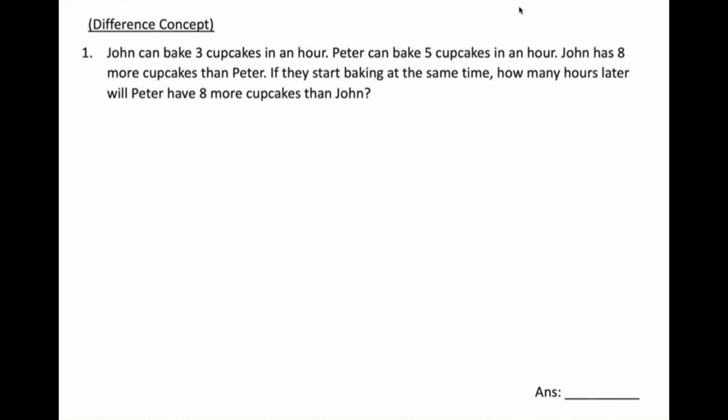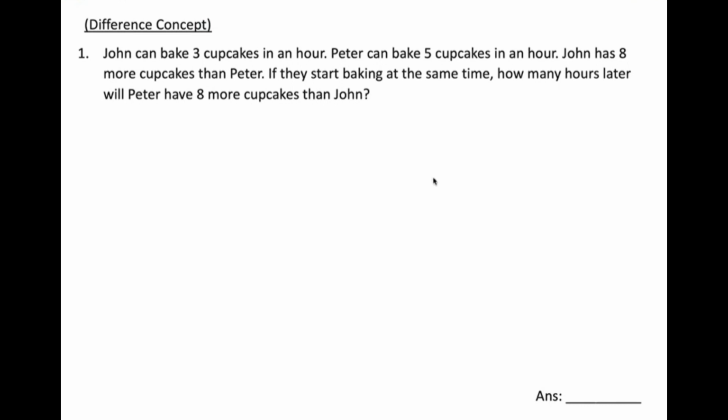Question 1 is tricky. Okay, let me explain to you the concept. So John baked 3 cupcakes in an hour. So that's how fast John can bake. Peter can bake 5 cupcakes in an hour. So Peter is baking faster than John.